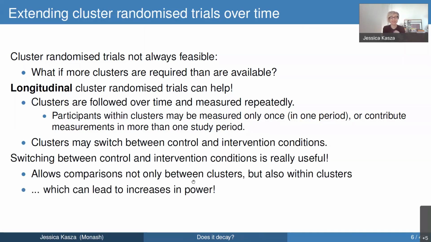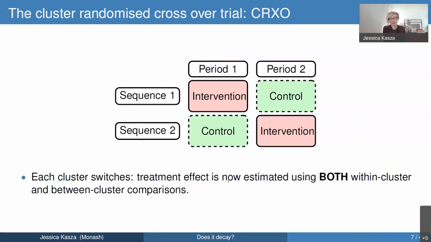With this switching, we get comparisons not only between our clusters, but also within our clusters. And it's these within cluster comparisons that lead to these increases in power that we see with longitudinal cluster randomized trials. So a good example of a longitudinal cluster randomized trial is the cluster randomized crossover trial. So in this design, clusters are randomized not to implement just the intervention or control, but to implement a sequence of treatments. So here, those clusters that are randomized to sequence 1 would first implement the intervention before switching over to the control condition, while those clusters randomized to sequence 2 will start off with the control but switch over to the intervention. So each of these clusters switches.